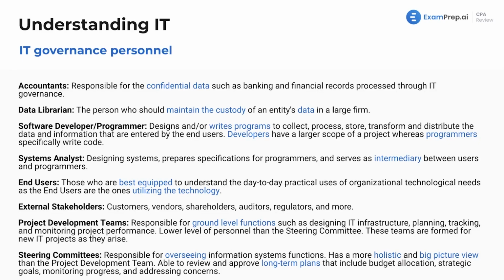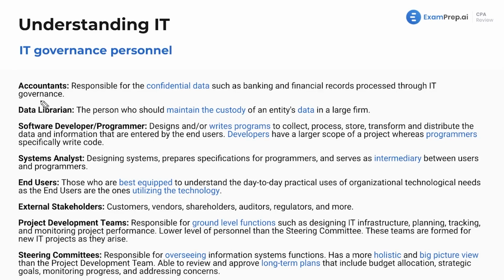Now, if you want to know what an accountant is, I would suggest going to look in the mirror. But if you're a vampire, I guess nothing will appear there. But anyway, if you want to know what an accountant is in terms of what the test wants you to know, these individuals are responsible for confidential data, such as banking and financial records, processed through IT governance.